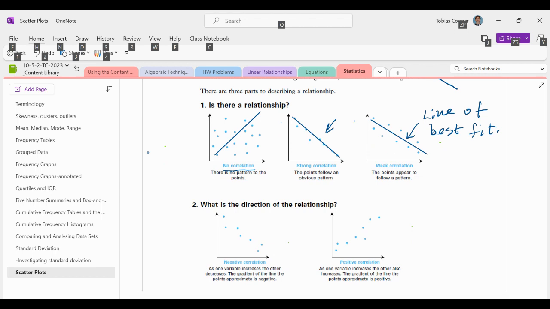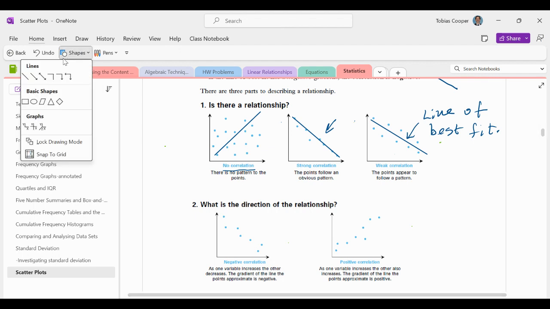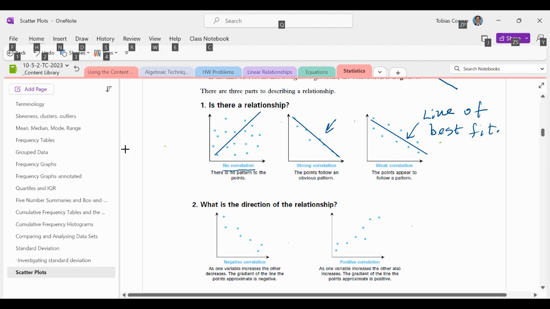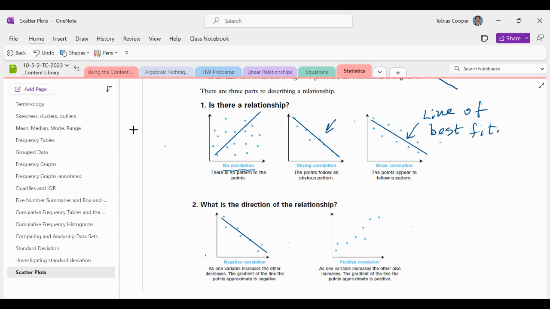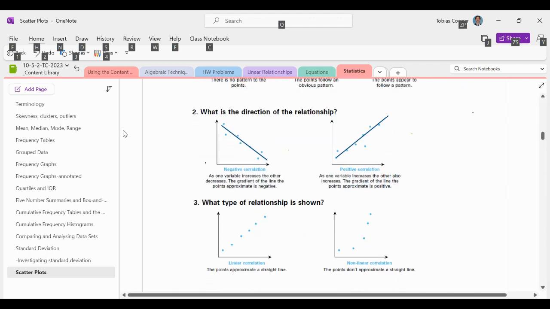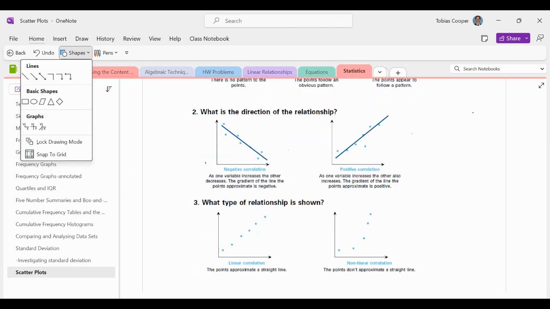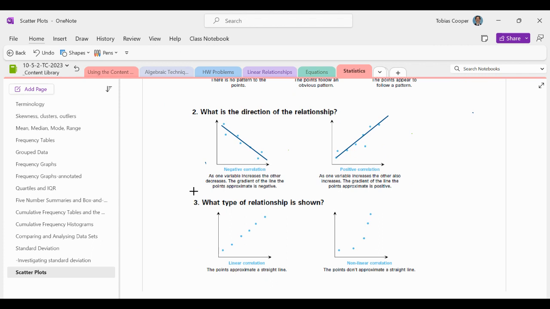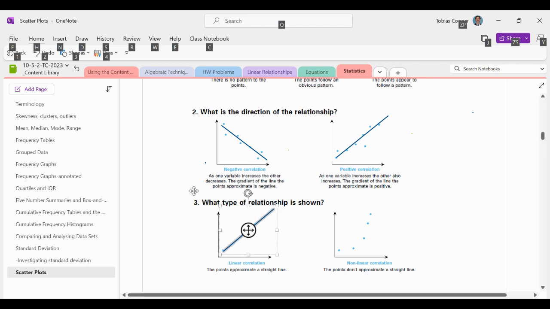All right, now what about the direction of the relationship? We talked about that before. If your line of best fit goes down from left to right, that is a negative correlation. And if your line of best fit goes up from left to right, we call that a positive correlation. And lastly, if the points lie very close to the line or near the line, we call that a linear correlation. But if the points don't really follow a straight line, we call that nonlinear.